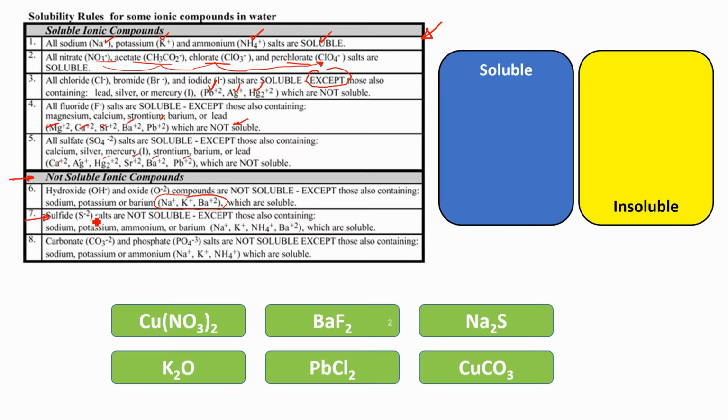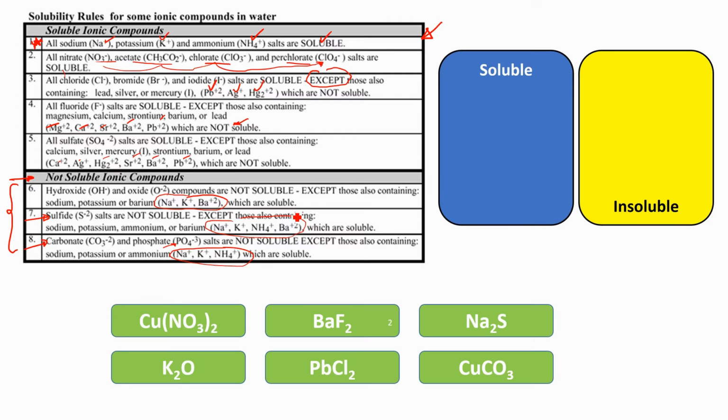Most sulfides, minus 2 salts, are insoluble with the exception of these few: sodium, potassium, ammonium, and barium. Most carbonates are insoluble. Most phosphates are insoluble. They don't dissolve with the exception of sodium, potassium, and ammonium. That's why point 1 was saying that all salts of sodium, potassium, and ammonium are soluble. That's why we're giving them as exceptions on this half part of the table.